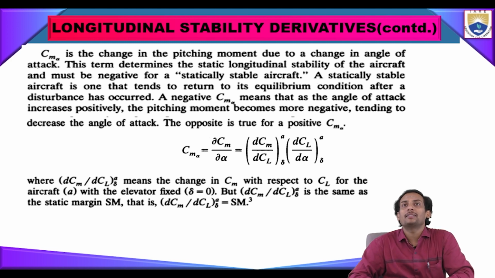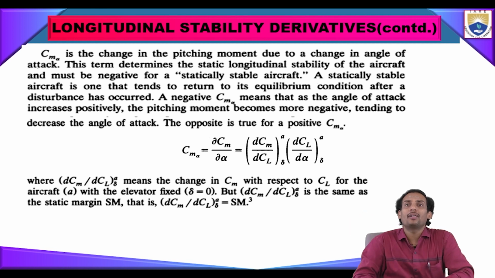So this term determines the static longitudinal stability of aircraft and must be negative for a statically stable aircraft. A statically stable aircraft is one that tends to return to its equilibrium position after a disturbance has occurred. So a negative Cm alpha, as we said, is due to that downward component: the center of pressure is transferring from the backward direction to the forward direction. So it is getting negative values.